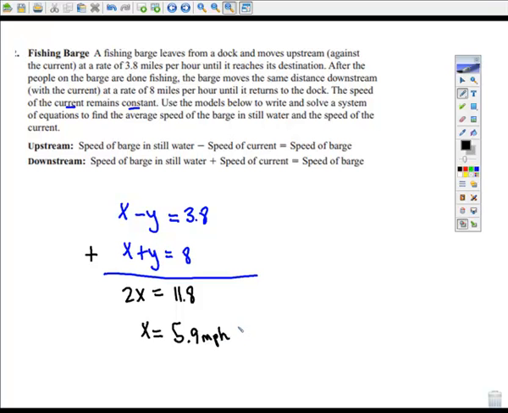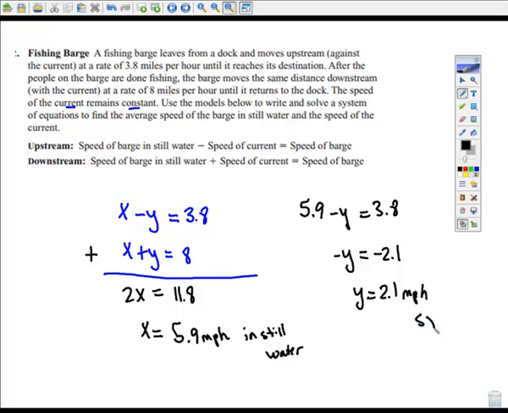So this is the speed of, it says we're looking for the speed of the barge in still water. So this is in still water. Now I'll go ahead and put that back in. I'll just put it in the top equation. So 5.9 minus y equals 3.8. If I subtract, I have negative y equals negative 2.1. So positive y is positive 2.1 miles per hour, and this is the speed of the current.